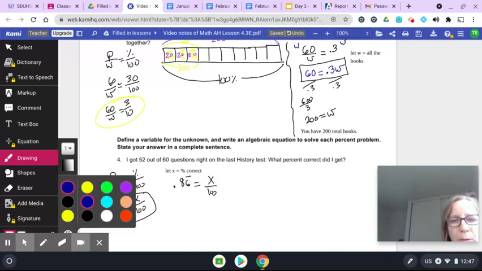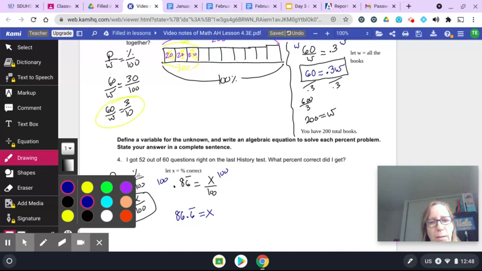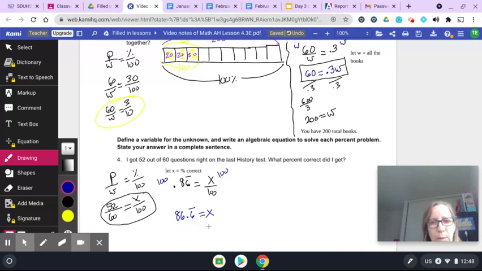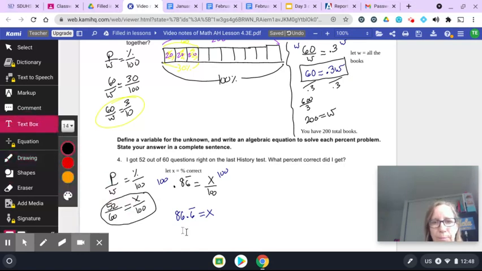I want to get the x alone, so I'm going to multiply by 100. When I multiply by 100, I don't take away the repeating part. It's still there. I'm moving the decimal 2 spots over. I get 86.6 repeating equals x. So I got 86.6 repeating percent on my test. I have to answer in a sentence.